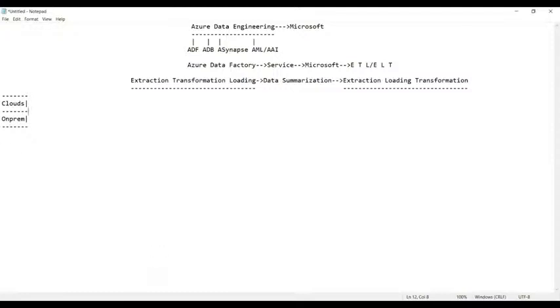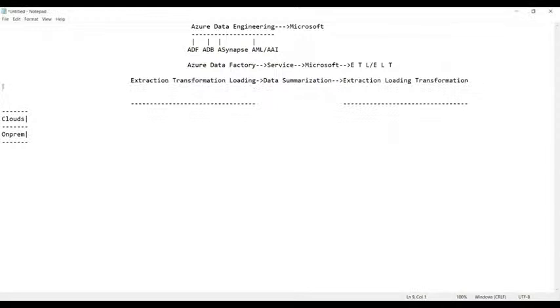On-premise, whatever the software is, is installed in your local system. Yeah, that's fine. And anyone else? Any other opinions, please, guys? Okay, anyways, no problem. We will discuss it.